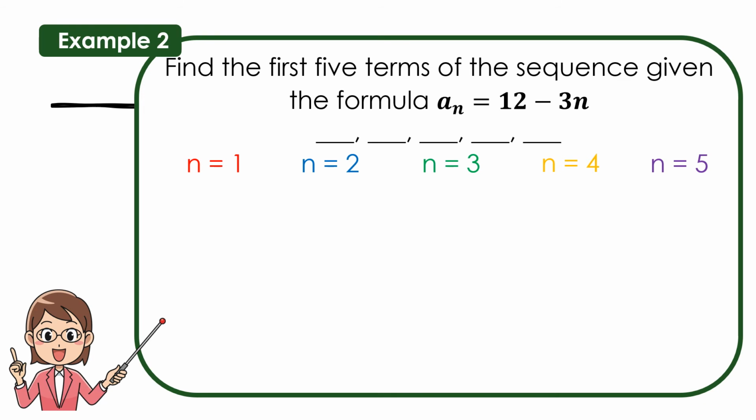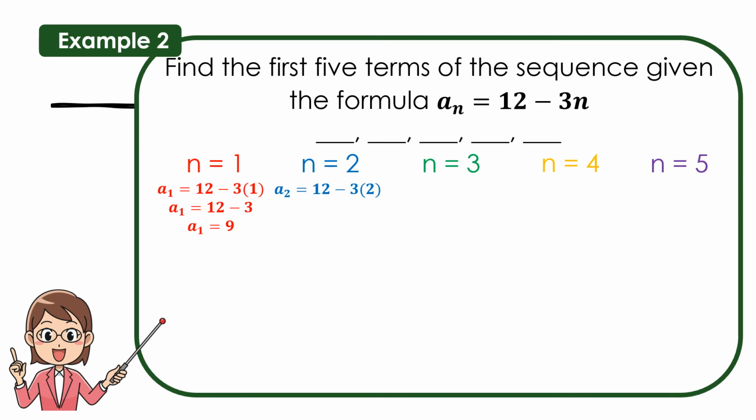Substitute the value of n to our given formula, which is a sub n is equal to 12 minus 3n. This gives us a sub 1 is equal to 12 minus 3 times 1. Simplifying our equation gives us a sub 1 is equal to 12 minus 3. And 12 minus 3 gives us a sub 1 is equal to 9. Thus, we can say that our first term is 9.